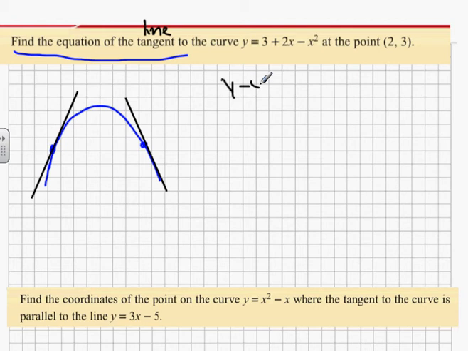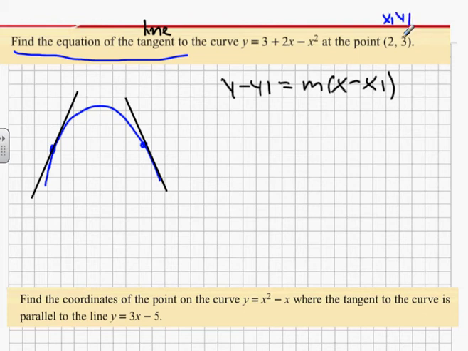y minus y1 equals m bracket x minus x1. Everybody happy enough with that? Yeah. Now, make a list. What do you have here? Do you have x1 and y1 already? Yeah. x1, y1 is a point on the line. So you already have that.